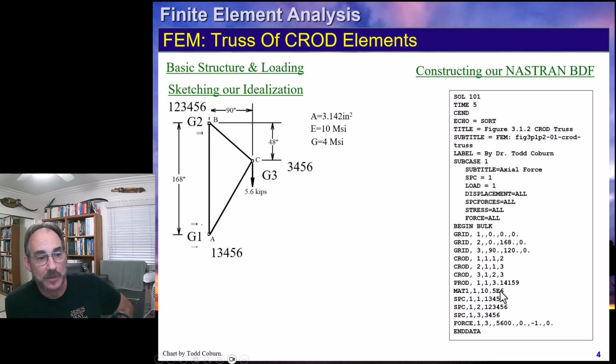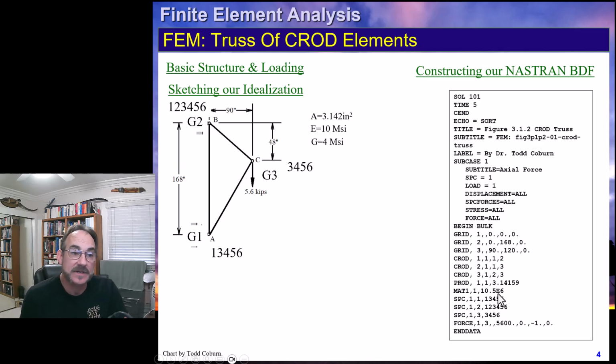Okay, and then we've got our PROD. We're only giving it axial area. We've got our material card. Notice we're only calling out the material, the modulus of elasticity. That's all we need in this model. Sometimes NASTRAN will give a warning if you don't give the other values. FEMAP tends to like all the values to be specified.